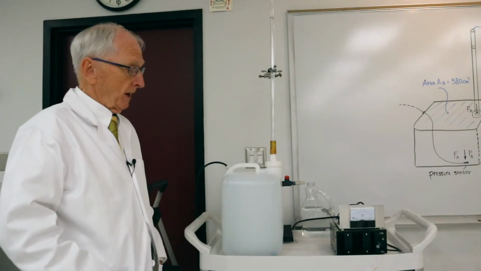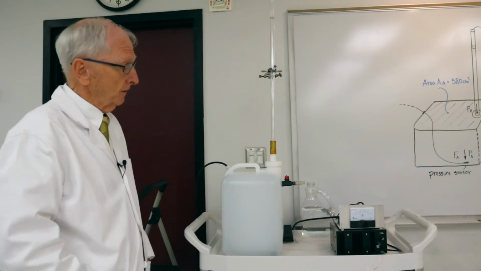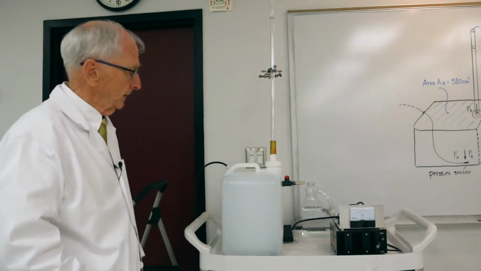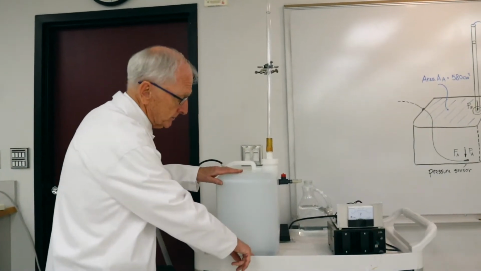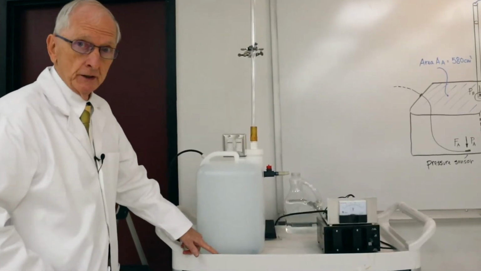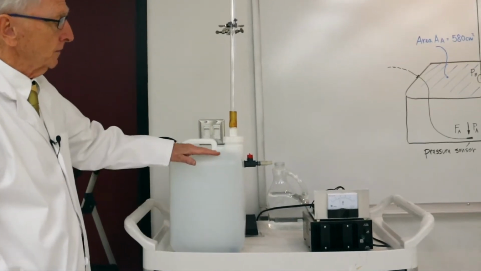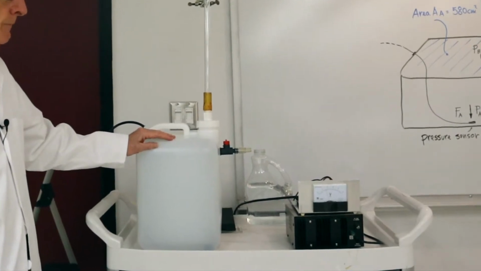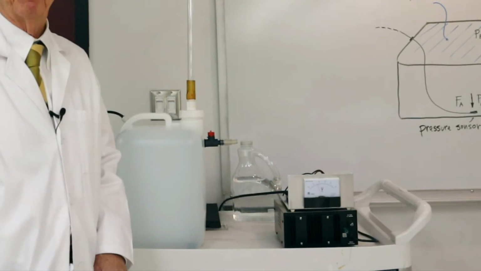Well, here I have an apparatus that will help us to determine what the pressure is at the bottom of a volume of water under the acceleration of gravity. I have a carboy here filled with water from this level at the bottom up to the top, and I have a pressure sensor that's located at the bottom that will measure the pressure at the bottom of this volume of water. Let's use some equations to see if we can predict what the pressure gauge will read on this gauge when I turn it on.